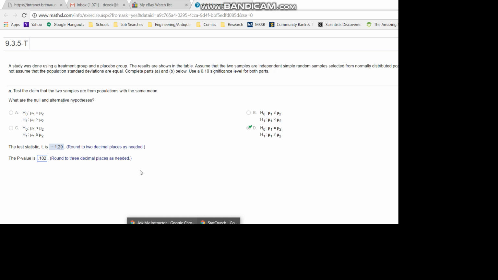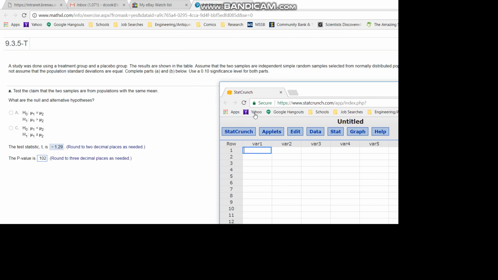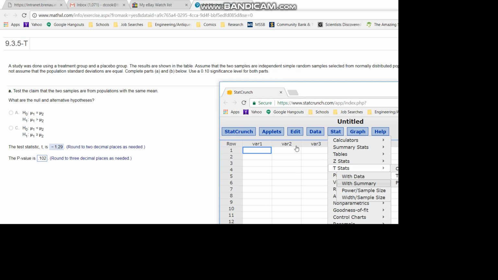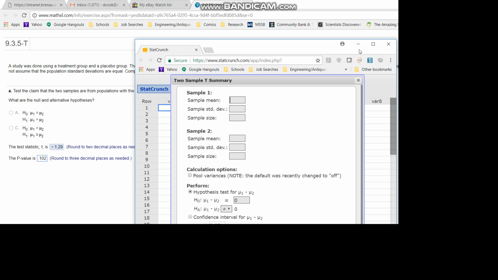So this is a two-tail test. StatCrunch is going to be my tool of choice to answer this question. Go to Stat, T Stats, Two-sample, with summary. And now I'm going to type in the values that you see right here. The sample size is 29 for the first group. It is 38 for the second group.